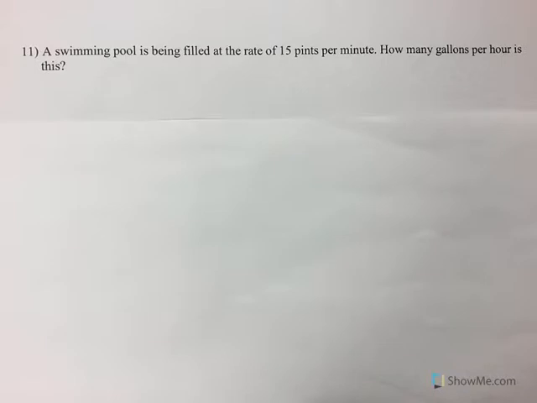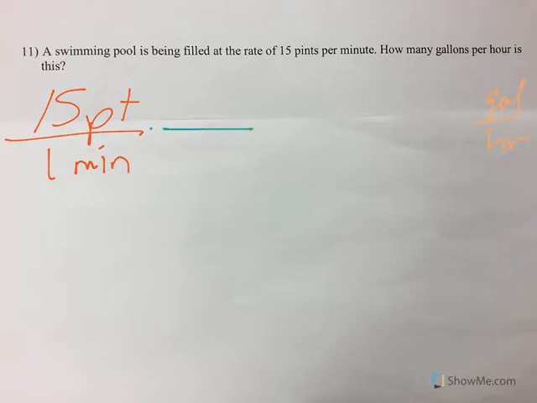A swimming pool is being filled at a rate of 15 pints per minute. How many gallons per hour is this? Okay, so our goal is gallons per hour. I usually just start in the top. I don't know why, I just do. So I need to go pints to gallons.